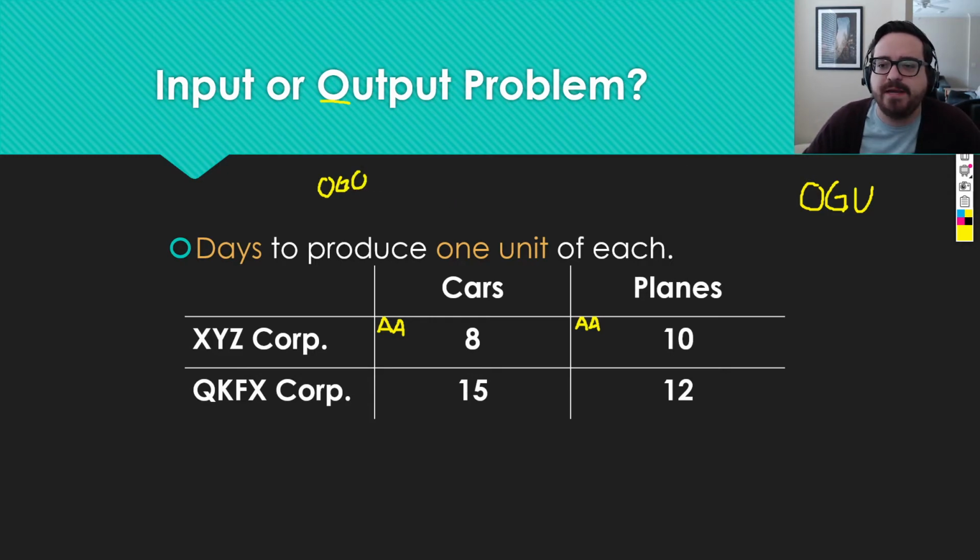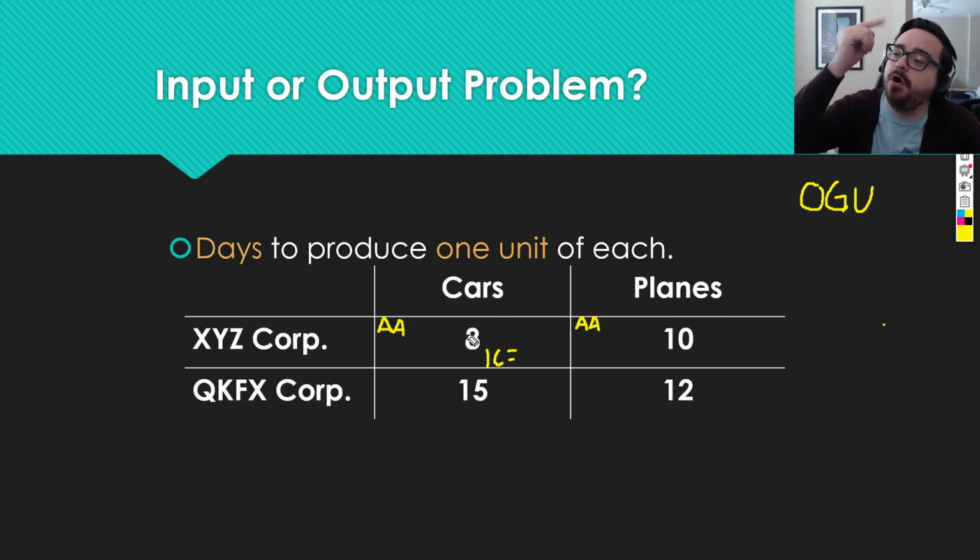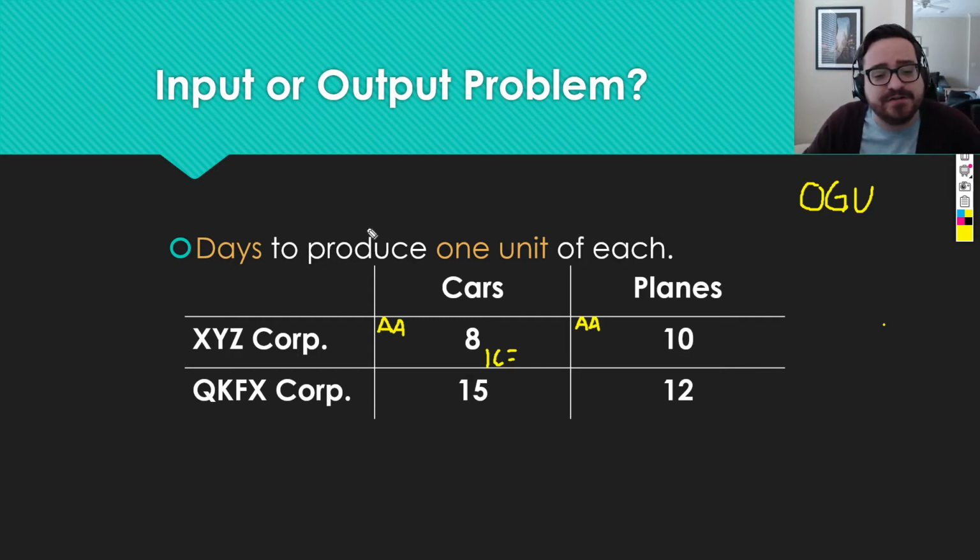That's the only way I've been able to really help people remember that. So, OGU for input problems, here we go. I need to find the opportunity cost of one car for XYZ. Take the other, it goes under, so that's 8 over 10. 8 over 10 simplifies down to 4 over 5.